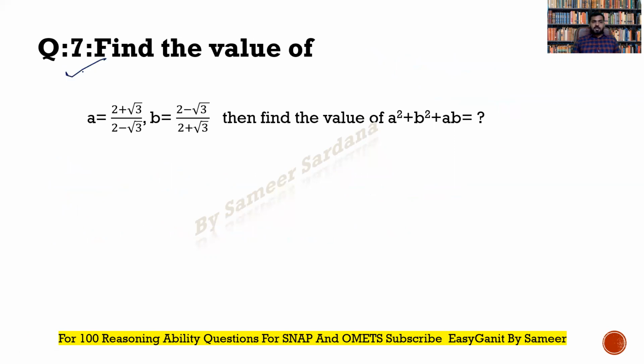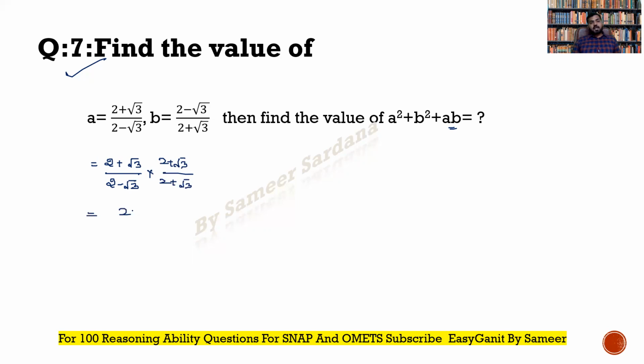Moving on to the next question, question number 7. A is given to me, B is given to me. I'm supposed to find out the value of A square plus B square plus AB. Again, you see that you're finding a value with the root in the denominator. The only thing that you can do is rationalize it. A is 2 plus root 3 divided by 2 minus root 3. If I rationalize it, I multiply by 2 plus root 3 divided by 2 plus root 3.